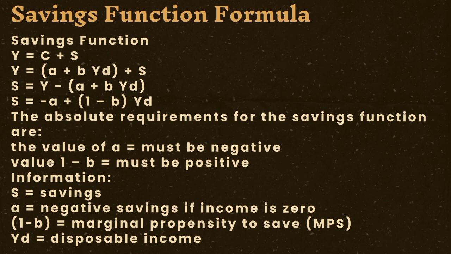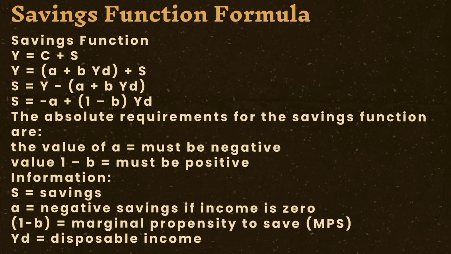And the next one is savings function formula. Savings function: Y is C plus S. Y is A plus B YD plus S. And S is Y minus (A plus B times YD). And the last is S is minus A plus (1 minus B) YD.